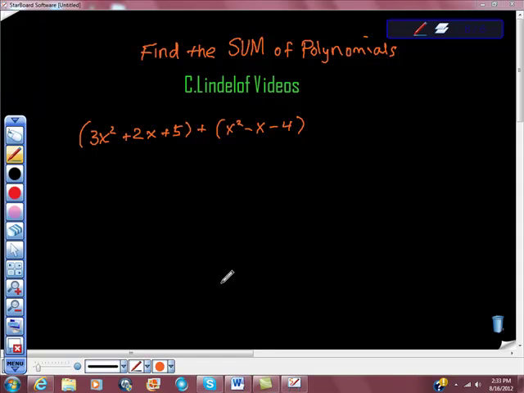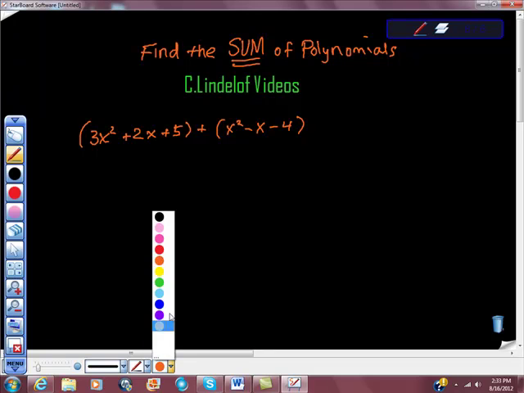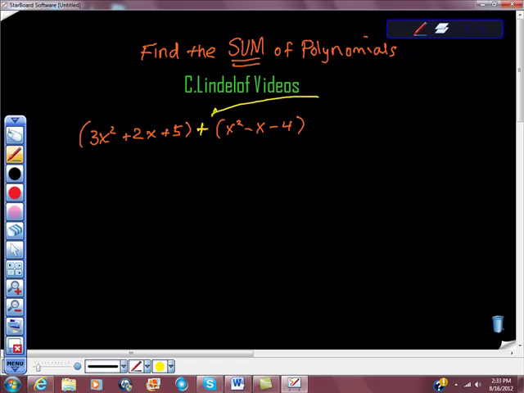Okay, this video is find the sum. Find the sum of the polygons. Here's the biggest thing I'm worried about in teaching you this: people will want to multiply, but it says clearly here sum. I'm not trying to be sarcastic at all, I promise. This is add. So what we're going to do is this.